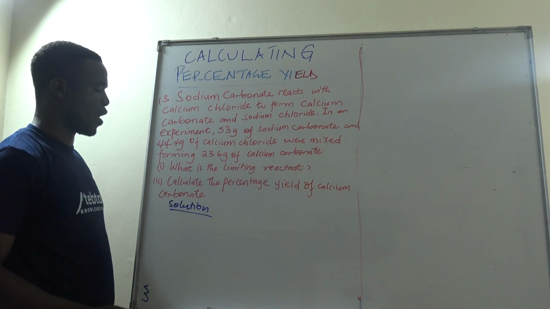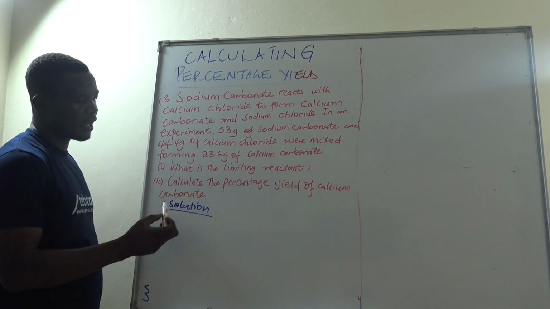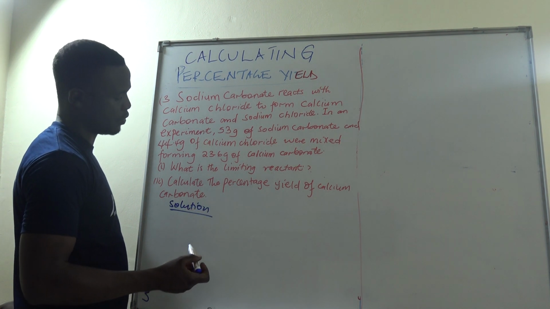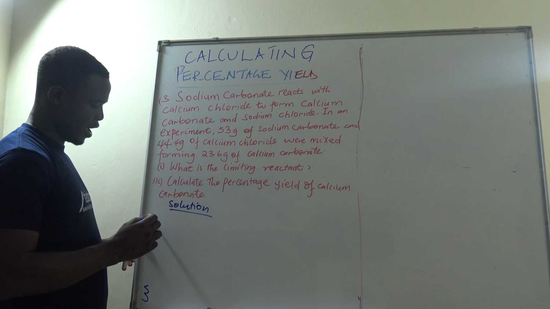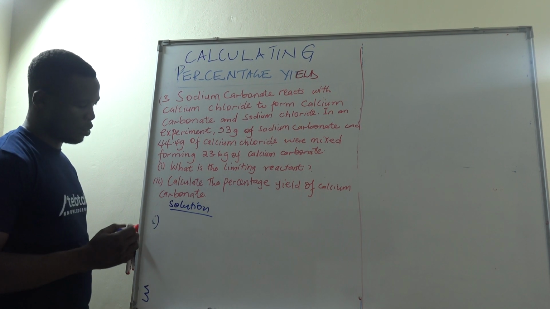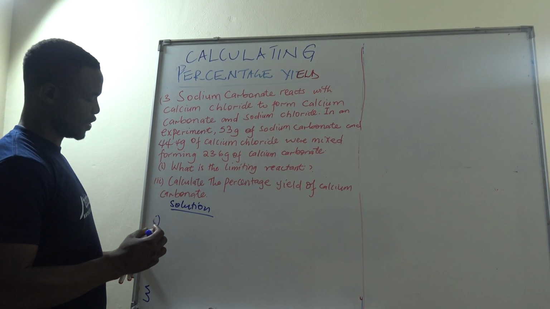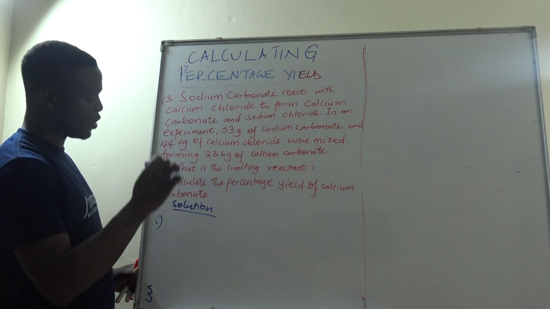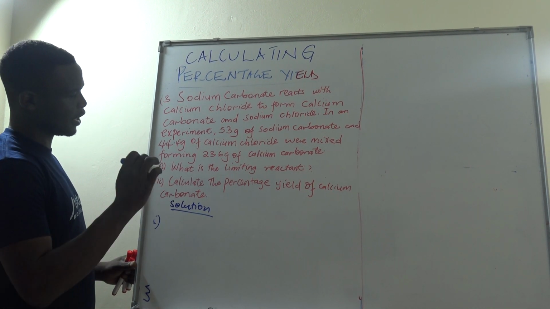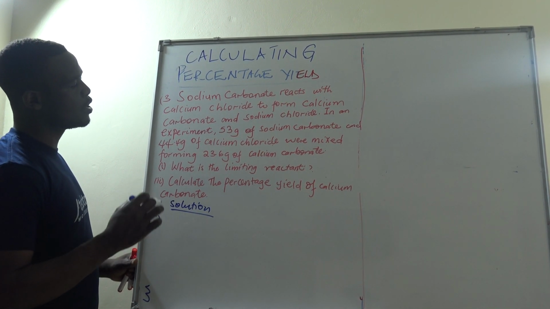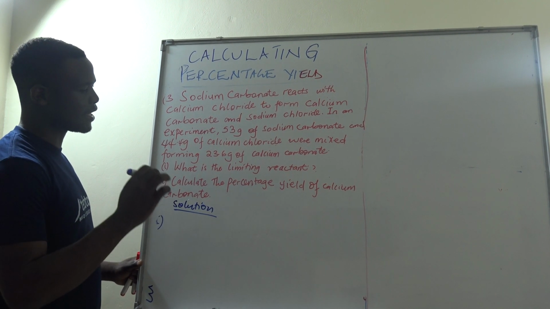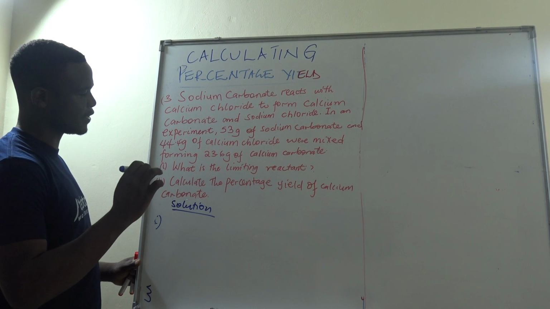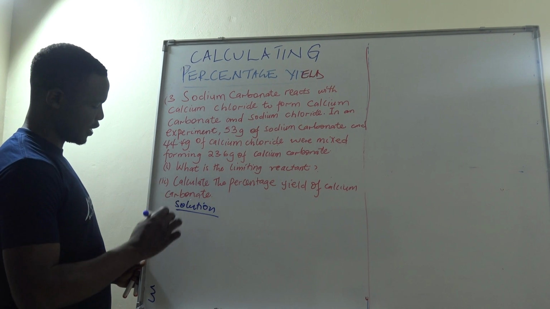That is Roman 1. Roman 2 says, calculate the percentage yield of calcium carbonate. Now let's begin by answering Roman 1, which says limiting reactant. I told you, this is how we calculate the limiting reactant. We get the number of moles of each reactant. The reactant that has the least number of moles is the limiting reactant.